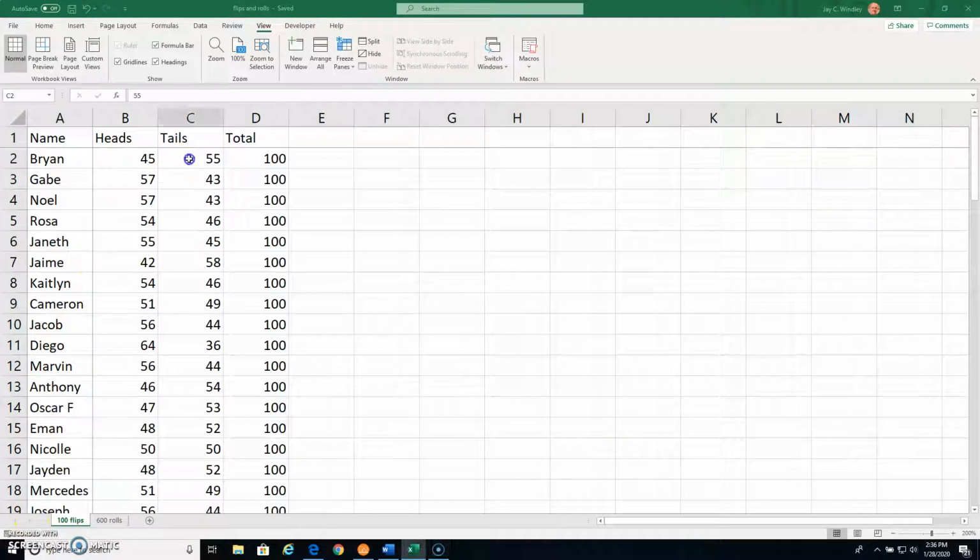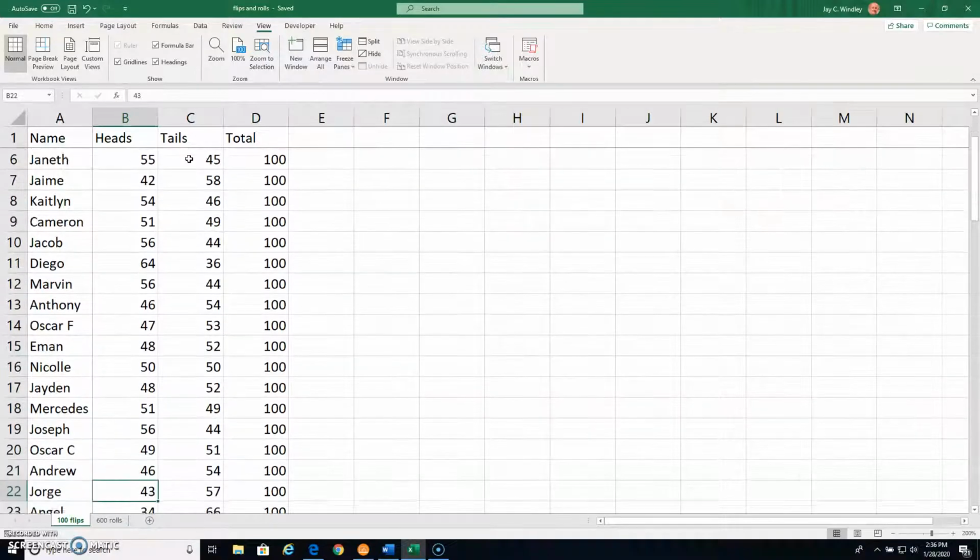So after having all of my students simulate flipping a coin 100 times, I recorded their number of heads and number of tails in this spreadsheet. And you'll see that most of the time it's 50 something of one and 40 something of the other. Every once in a while we get a 60 something, 30 something, but that doesn't happen that often.